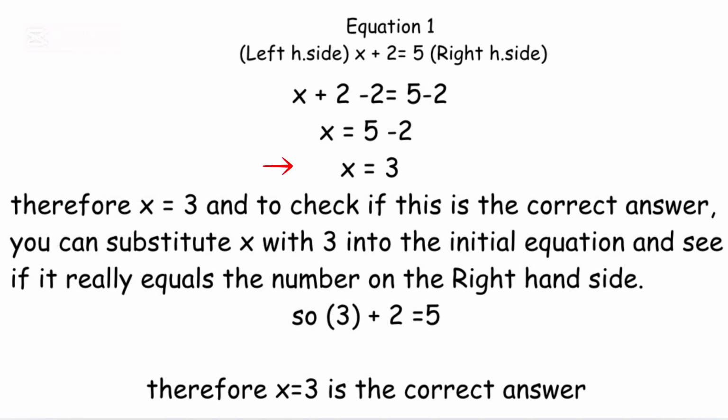X becomes 3. And the good thing about solve for x is that you are able to check if your answer is correct. You can do this by substituting the x that you got into the initial equation. So it will be 3 plus 2 on the left hand side equals 5. If our left hand side is equal to the right hand side, this means that the x that we got is the correct answer.